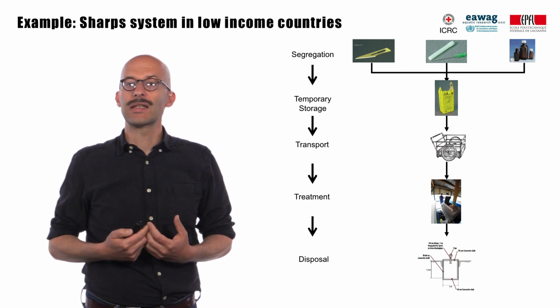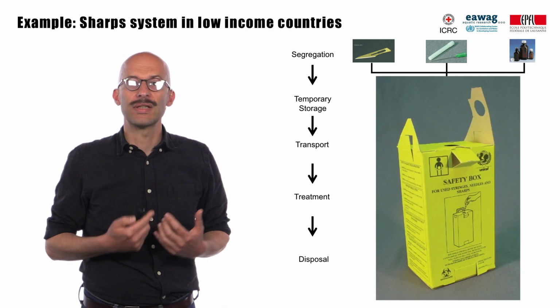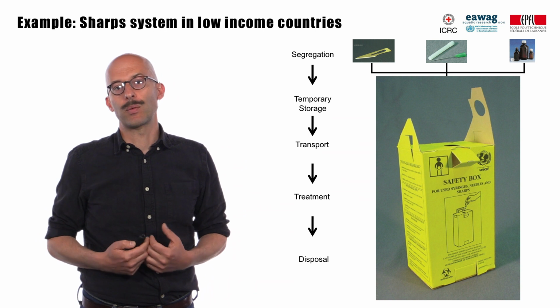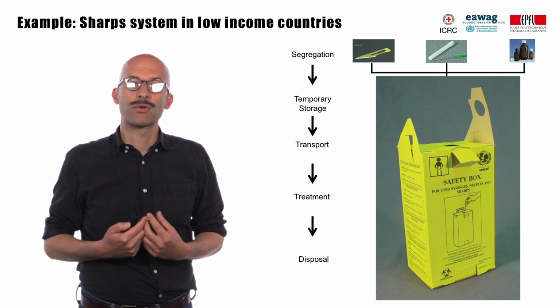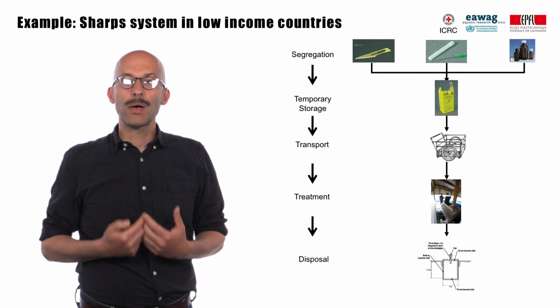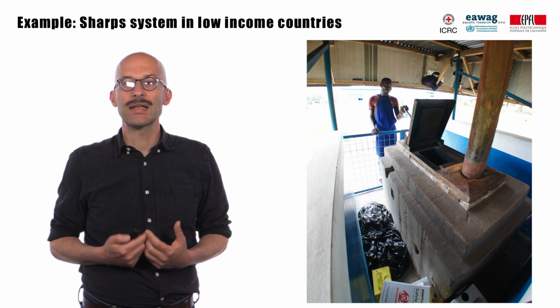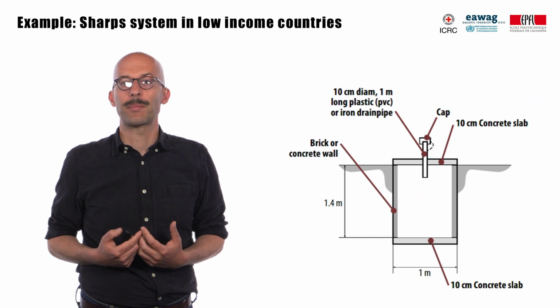We need to start with the segregation. The simplest option might be to use only a safety box. It's a paper carton box, widely available everywhere in the world, that is specifically designed and labeled to transport sharp waste. Sharp boxes need to be transported into the waste area. They can be incinerated and finally the ashes and the remaining needles disposed into a sharp pit.